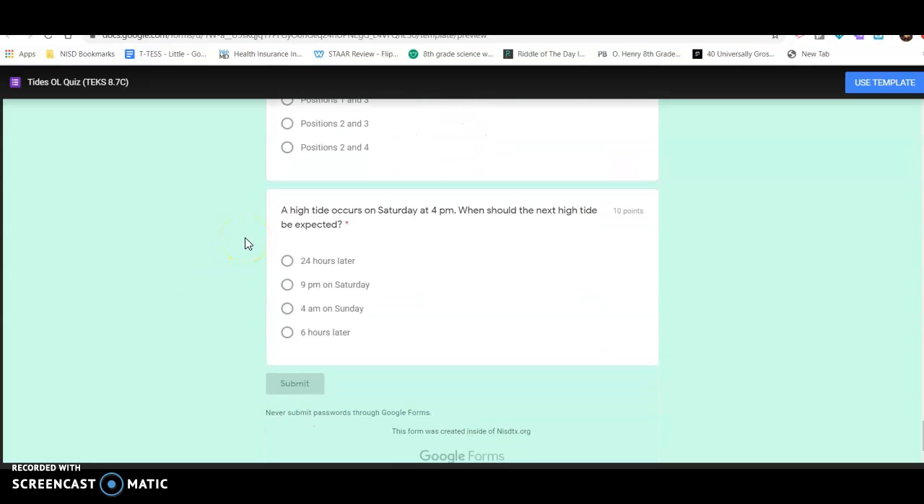A high tide occurs on Saturday at 4 p.m. When should the next high tide be expected? 24 hours later, 9 p.m. on Saturday, 4 a.m. on Sunday, or 6 hours later? Once you've completed those, go ahead and make sure you click the submit button.